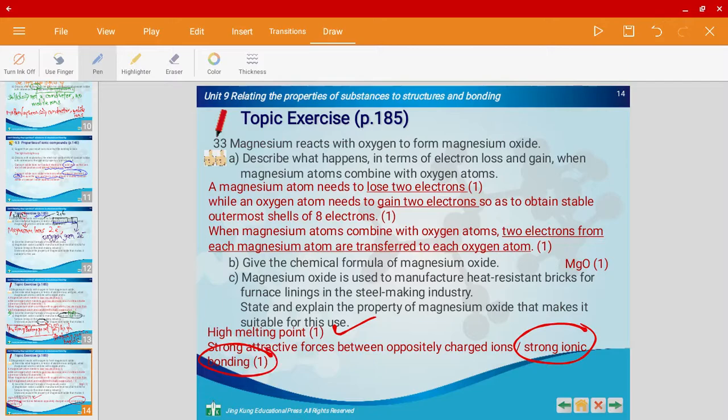Okay, so that's the end of this video. Hope you get a better understanding of what giant ionic structures are. In the next video, we'll be talking about giant covalent structure.